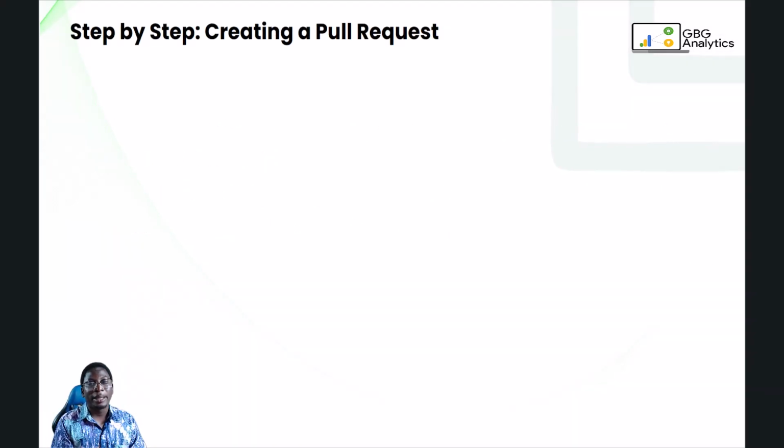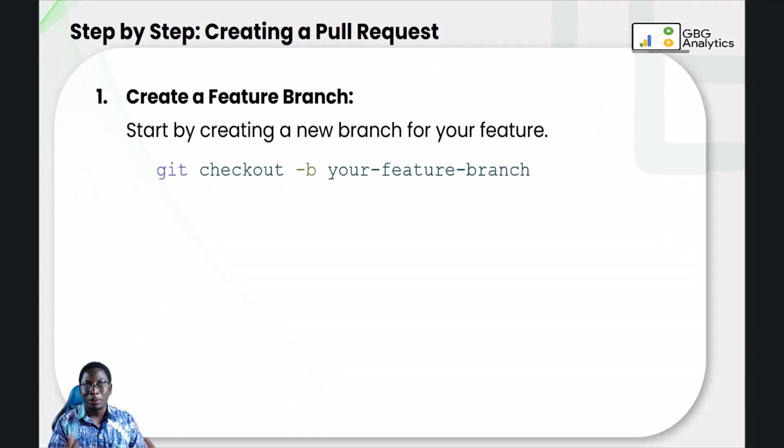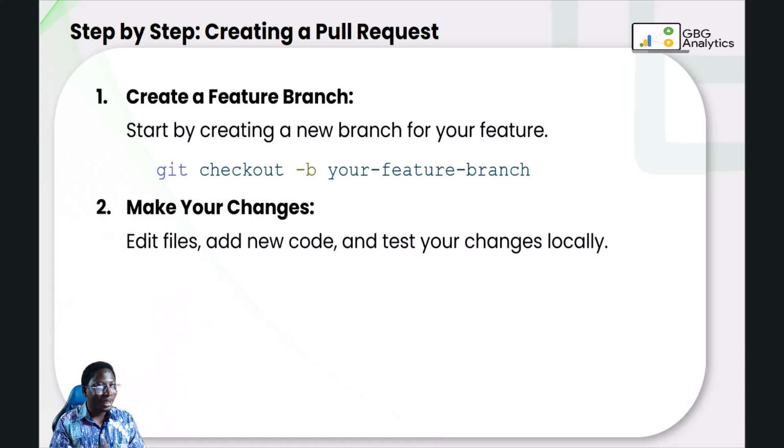This collaborative process improves code quality and enhances team knowledge sharing. And here are the step-by-step instructions for creating a pull request. Number one, you need to create a feature branch, and you can do that easily by using the command git checkout -b then the name of your feature branch. Then you make your changes, for example, edit files, add new code, and test your changes locally.